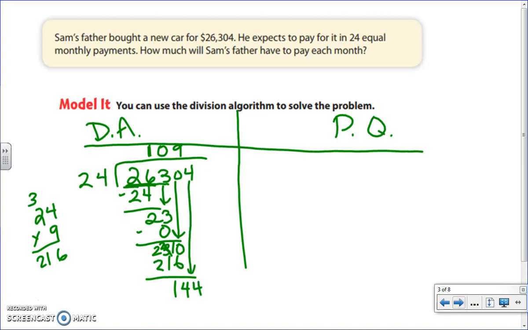Now I need to estimate again. I need to figure out what times 24 is going to be close to 144. Well, I know 24 times 10 is 240. Half of that would be 120. That would be 24 times 5 would be 120. So another 24 would be 144. I know that it would be 6.